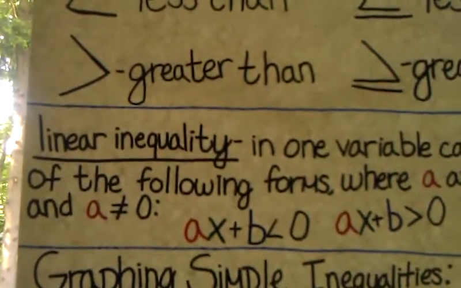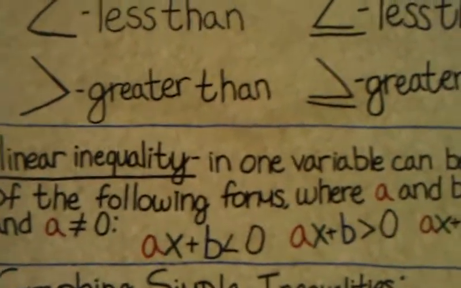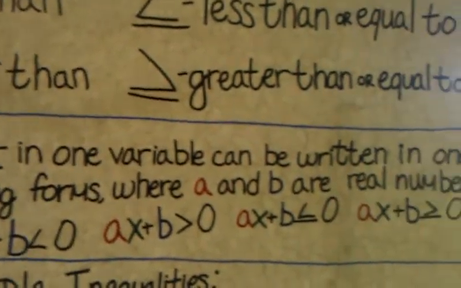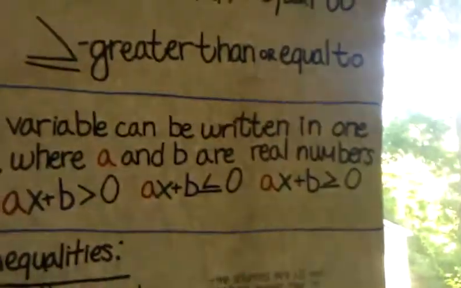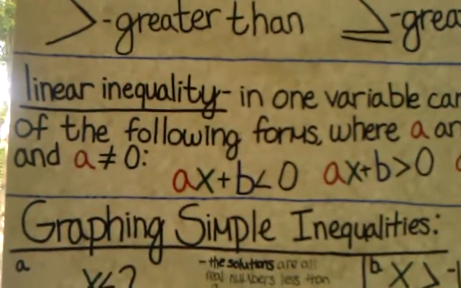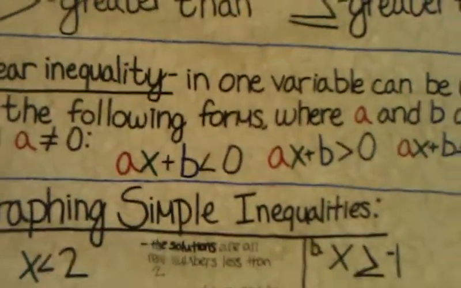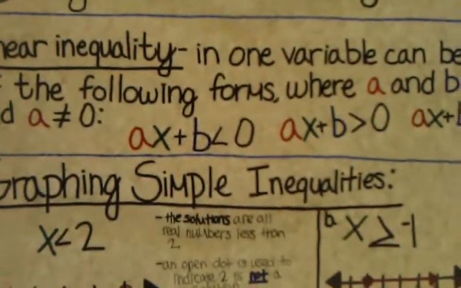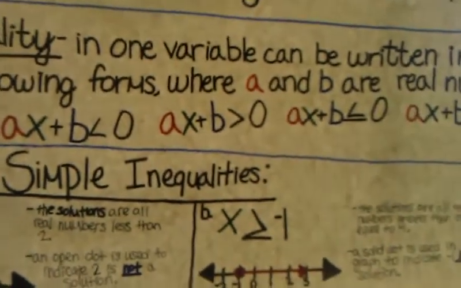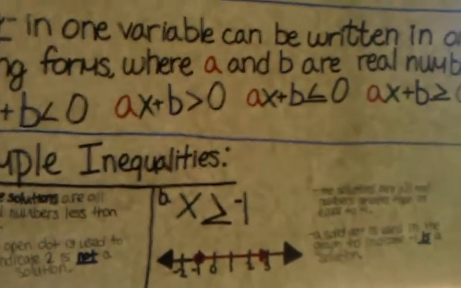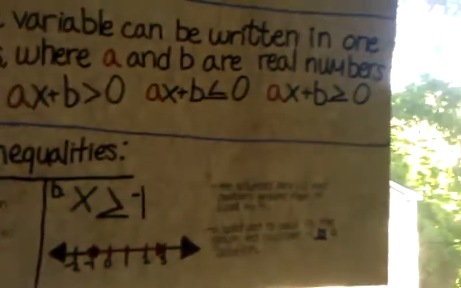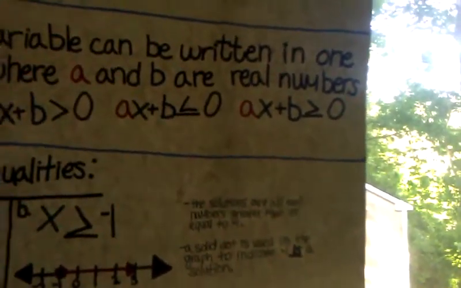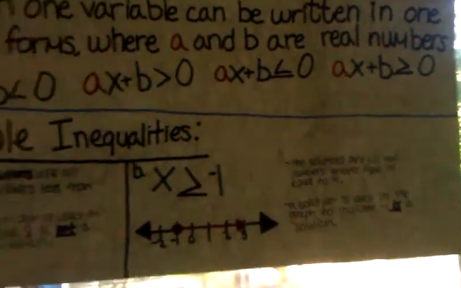A linear inequality in one variable can be written in one of the following forms, where a and b are real numbers and a does not equal 0. ax + b < 0, ax + b > 0, ax + b ≤ 0, ax + b ≥ 0.